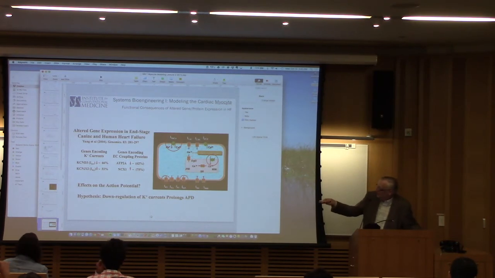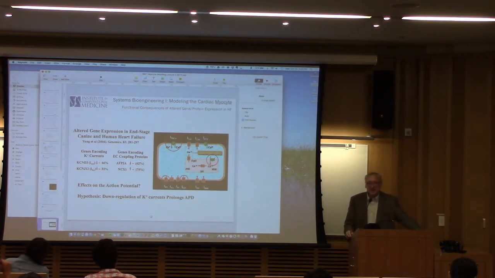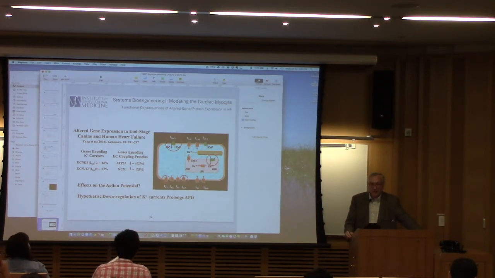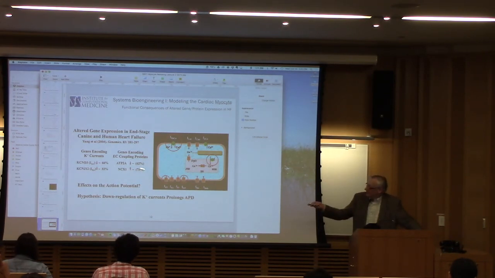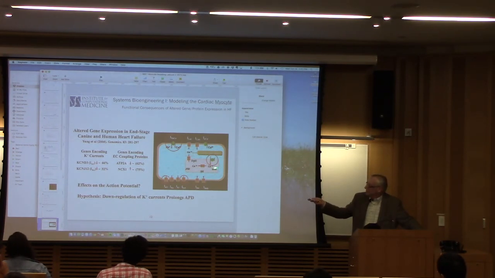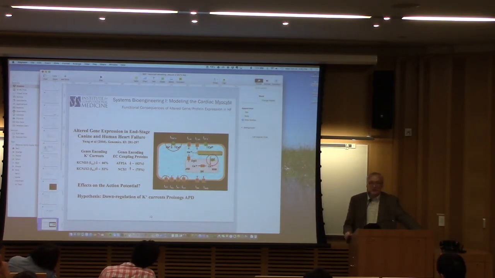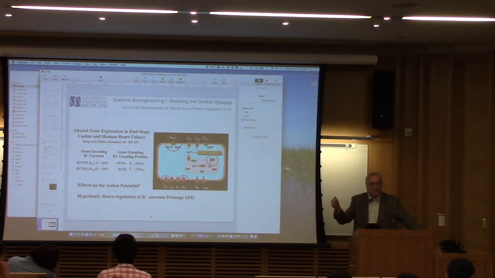The view about these players was, oh well, I can understand how that might affect the calcium phenotype in heart failure, a smaller calcium transient. If there's less SERCA pump expressed, you imagine there's less calcium transported into the SR. Remember we said that's the major source of calcium release during the calcium transient in the action potential. So there's less calcium in the SR. It makes sense that maybe that is helping to explain why the calcium transient is so blunted.